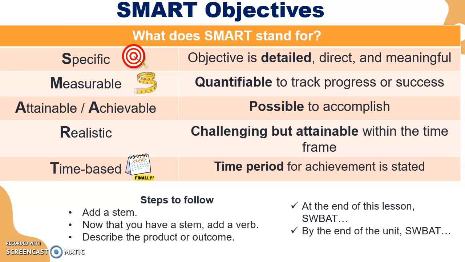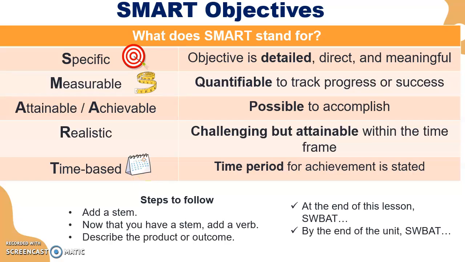And talking about SMART objectives, how do we write them down? Very simple. We are going to add a stem, and some examples of stems are: at the end of this lesson, students will be able to, or by the end of the unit, students will be able to. So choose the one that you prefer. Then, after adding your stem, you're going to need a verb. That verb can be taken from the Bloom's taxonomy. And finally, you are going to describe the actual product or outcome.